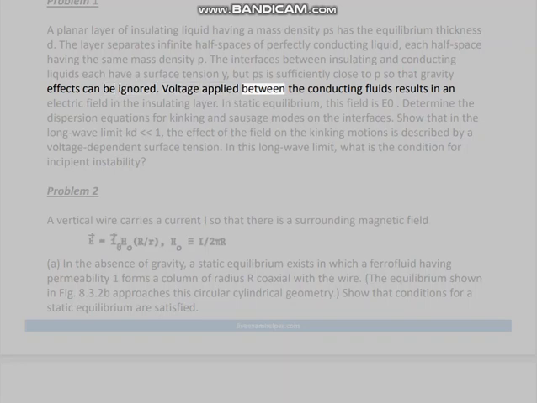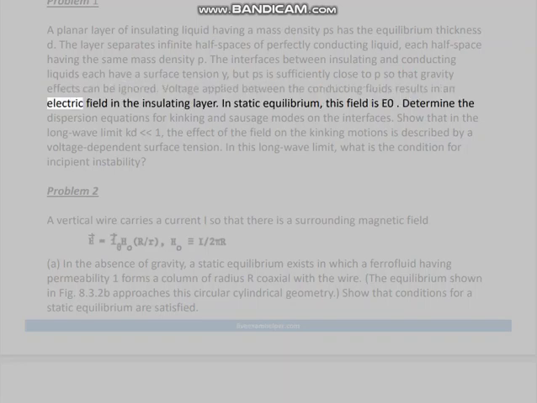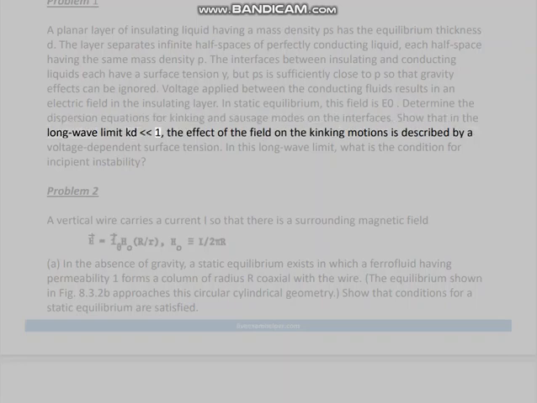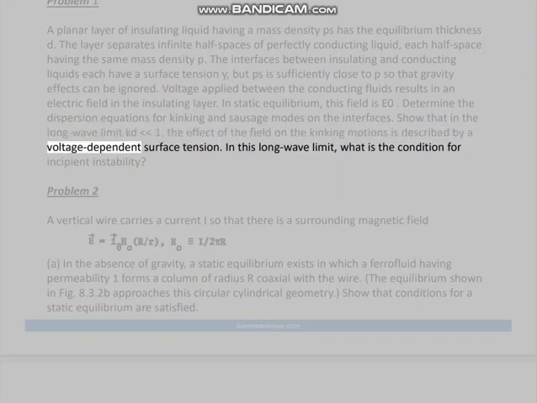Voltage applied between the conducting fluids results in an electric field in the insulating layer. In static equilibrium, this field is E0. Determine the dispersion equations for kinking and sausage modes on the interfaces. Show that in the long-wave limit kd << 1, the effect of the field on the kinking motions is described by a voltage-dependent surface tension.